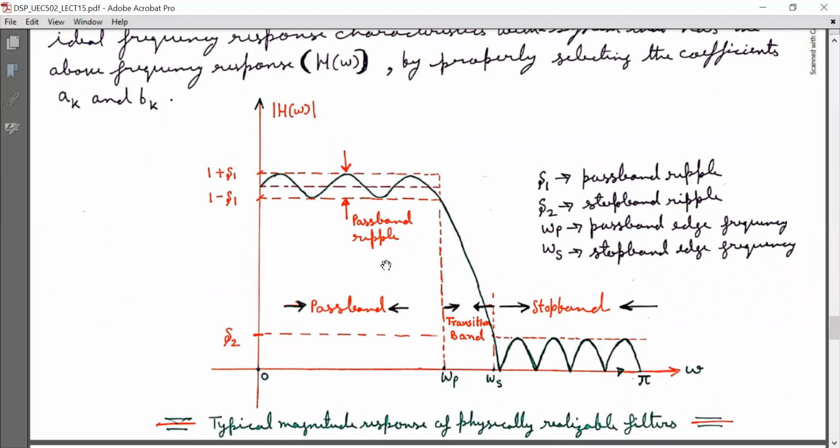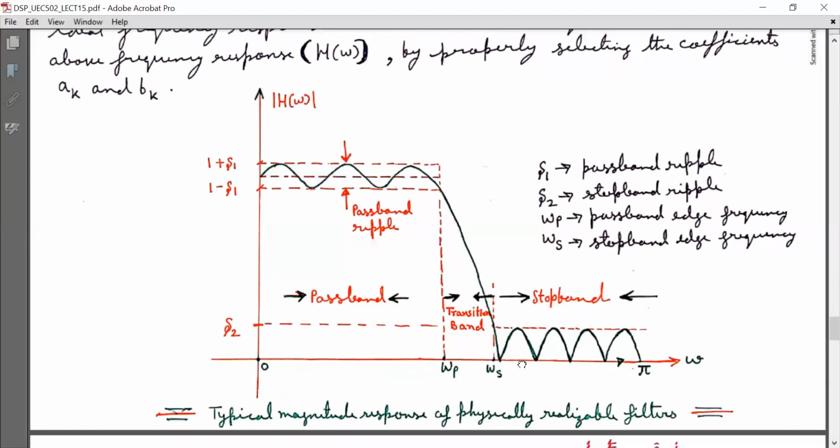This is for the low pass filter, that is magnitude H(omega) with respect to omega. Now here there are ripples in the passband. This is the passband, 0 to omega p, and stop band starts from omega s, and this is the transition band. Delta 1 is passband ripple as shown, delta 2 is stop band ripple as shown, omega p is passband edge frequency as indicated, omega s is stop band edge frequency as indicated.